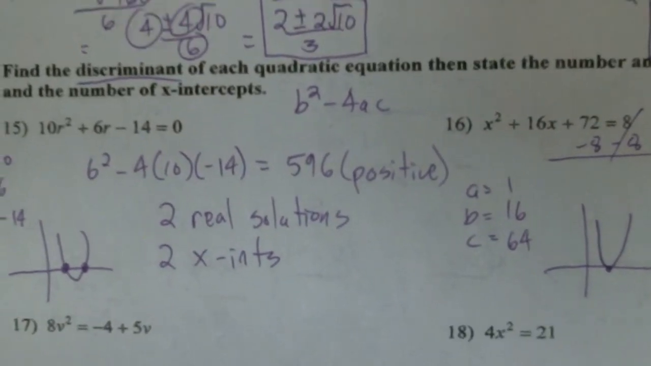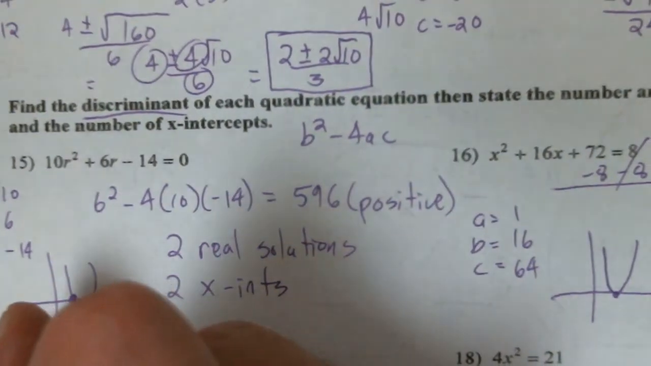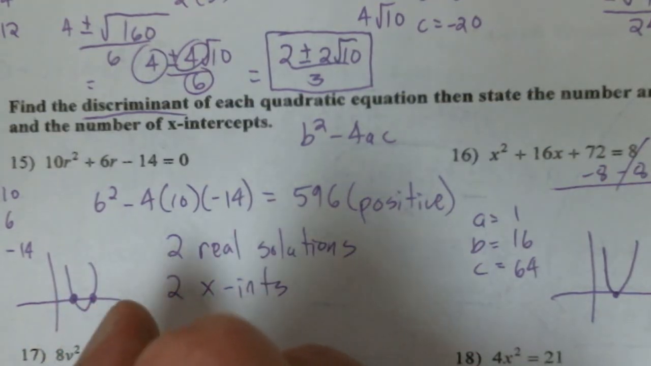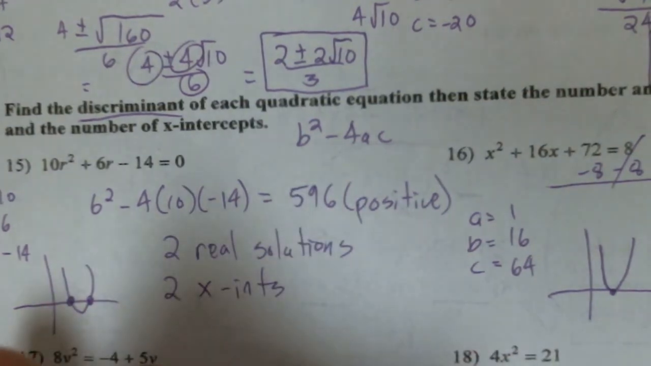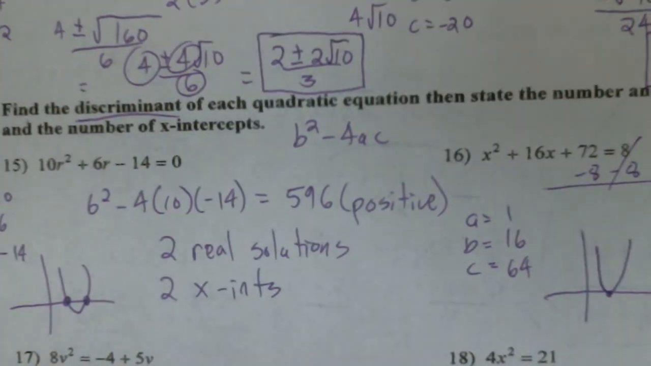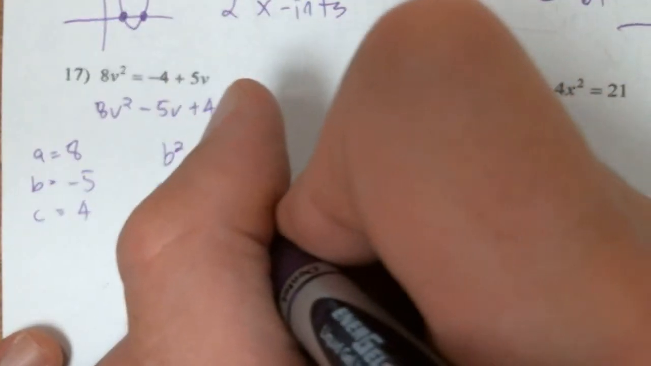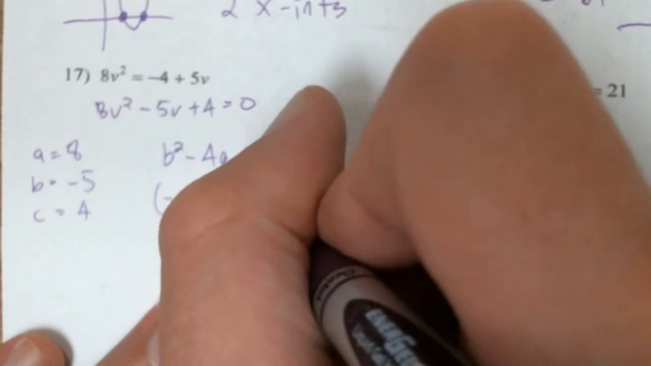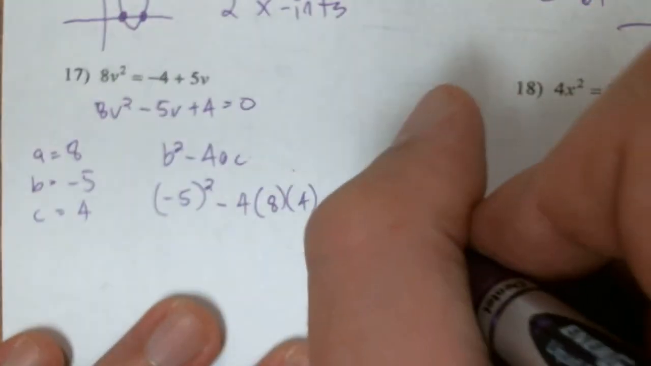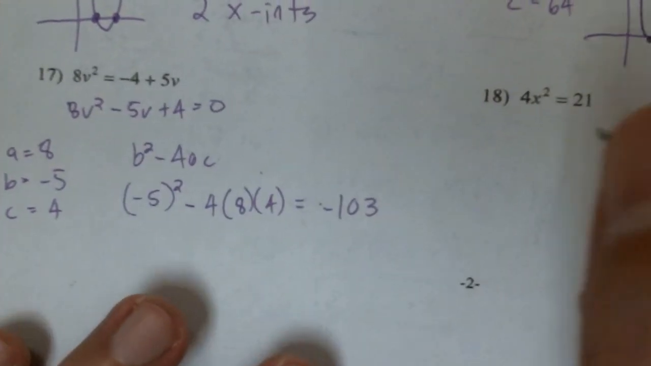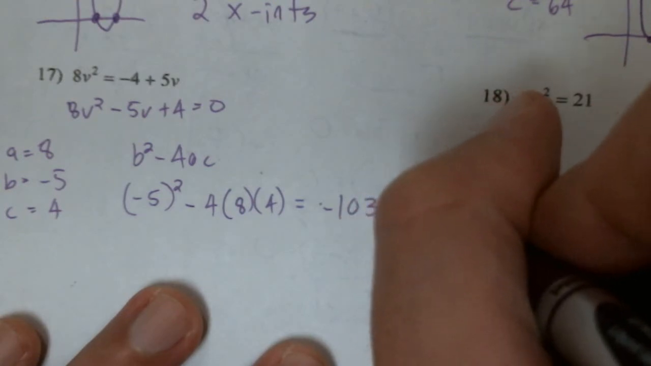Okay, number 17. Let's get it in standard form. 8v squared minus 5v plus 4 equals 0. A equals 8, B equals negative 5, C equals 4. Probably helps if you guys can see it on the camera, huh? Okay, so my discriminant is going to be B squared minus 4AC. That's going to be negative 5, I'm squaring that, minus 4 times 8 times 4. That comes out to be negative 103.